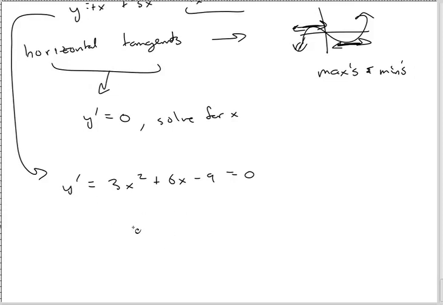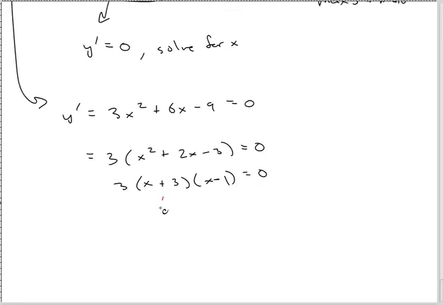Well, I need to solve for x now, and there are many ways to do it, but I could see that they're all having a 3 in common, which really helps so that I can actually just factor this now. Plus 3, minus 1. And so we got two answers: x equals negative 3 and x equals positive 1.